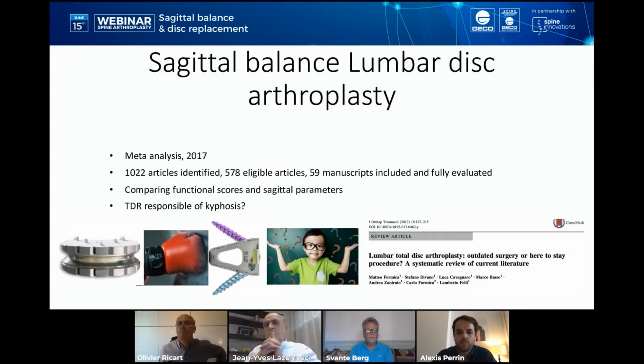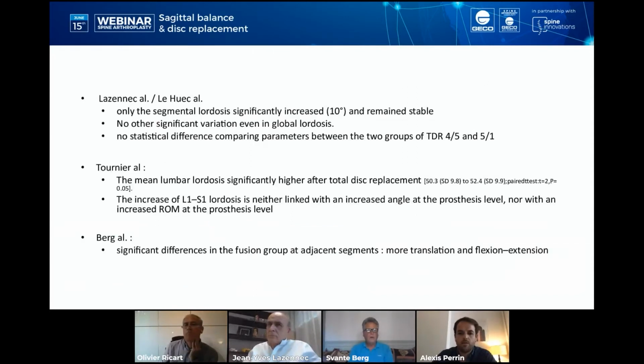The first one I selected is a meta-analysis of 59 manuscripts included after a thorough selection and comparing functional scores and sagittal parameters, with the aim to answer when the TDR is a good alternative to fusion. Lasnek and Lehuec found the same results: only the segmental lordosis significantly increased, about 10 degrees, and remained stable. No other significant variation, even in global lordosis, and no statistical difference comparing parameters between the 2 groups of TDR at 4.5 and 5.1.